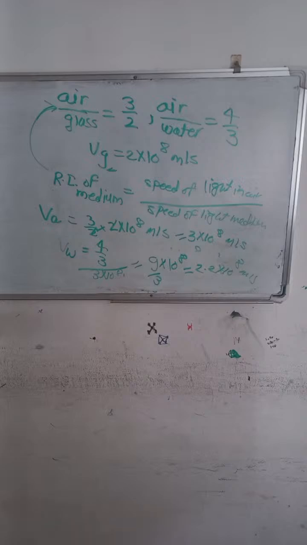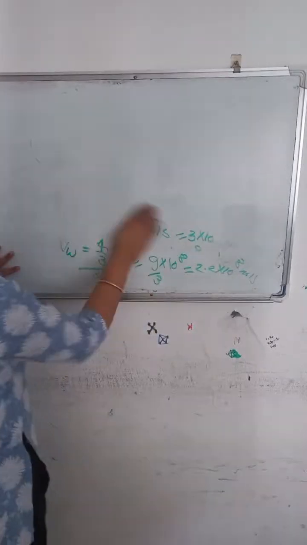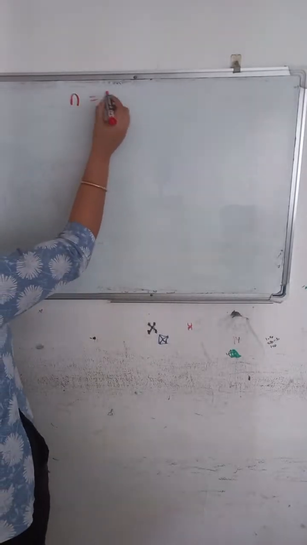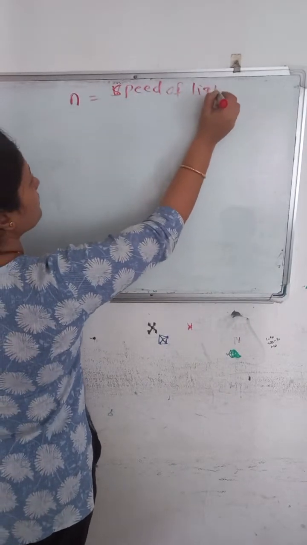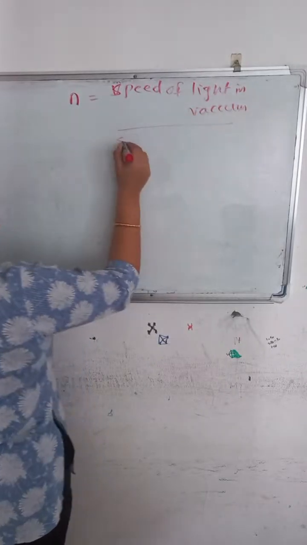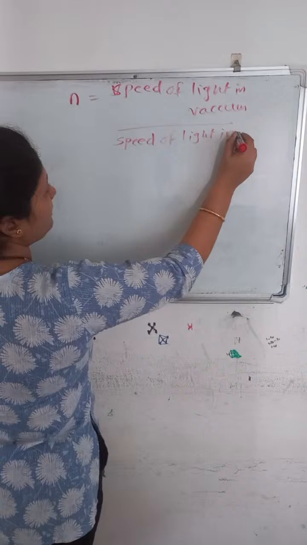Write down the formula first. Those who got the answer 17.76, their answer is correct. Refractive index is nothing but what? Speed of light in air or vacuum to the speed of light in a medium. So write down: mu, or refractive index, is nothing but speed of light in vacuum upon speed of light in medium.